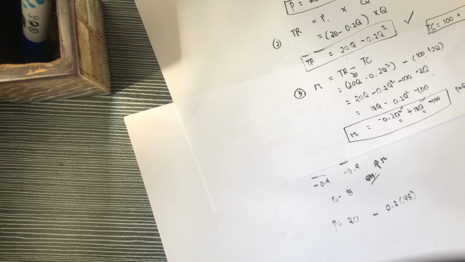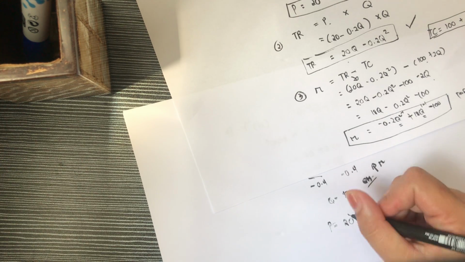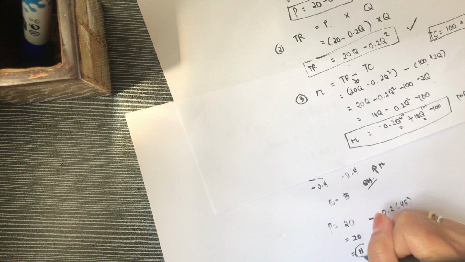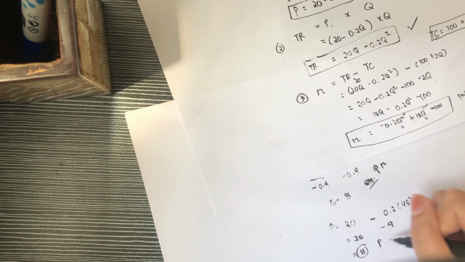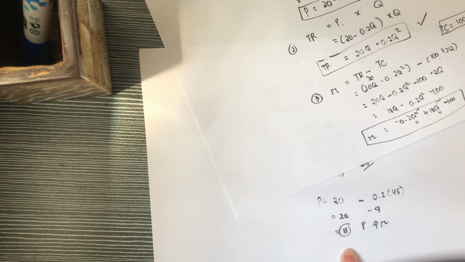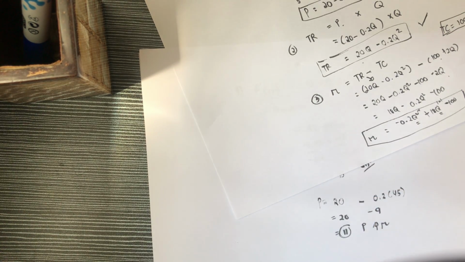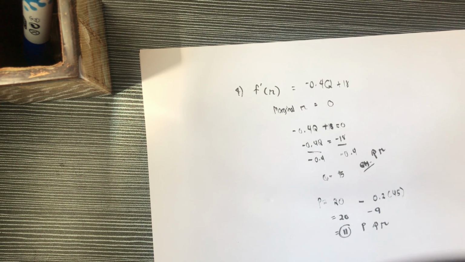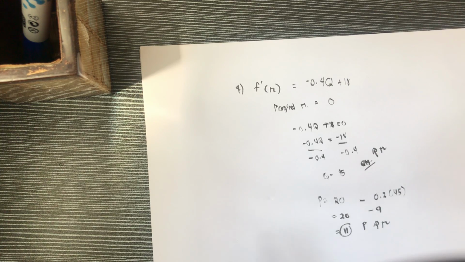Please find the profit maximizing price. Okay, the answer is 20 minus 9. The answer is 11. So this is the price that's going to give you the highest profit. If you sell the product at 11 pesos, you will be able to sell 45 pieces, and from there you get the highest profit. But please take note that even if this combination is going to give you the highest profit, this may not give you the highest revenue.